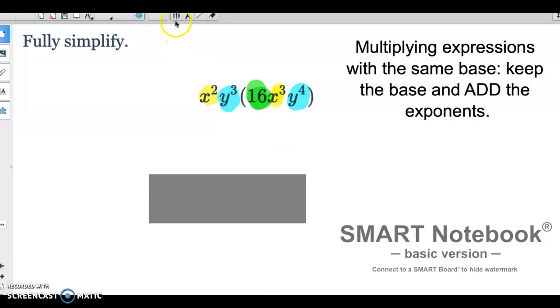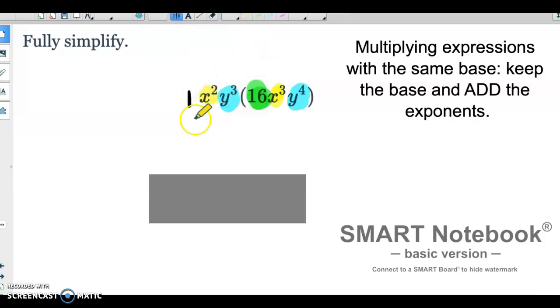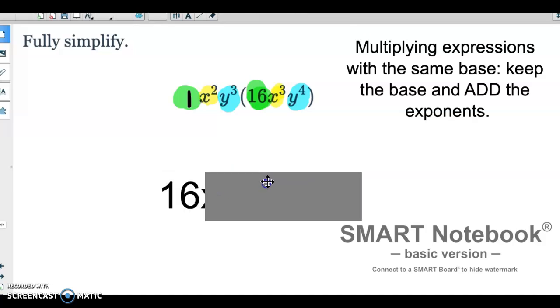So here, the 16, I have highlighted that in green. That's our coefficient. So in a problem like this, you're just going to multiply your coefficients like normal. There is a coefficient of 1 in front of this x squared y cubed. We just don't normally write it like that. But for this purpose, if we add the 1 in there, now we know we need to multiply 1 times 16 to get our coefficient in our answer. So 1 times 16 is just 16.